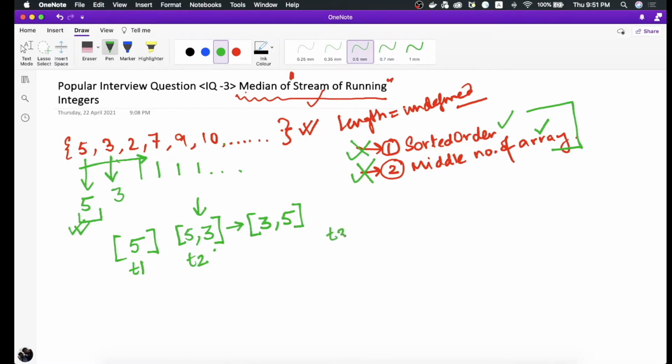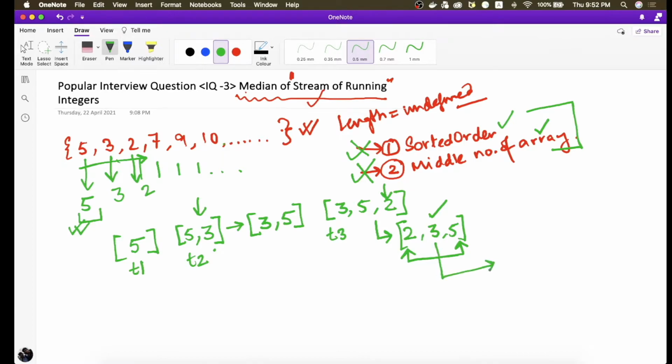Similarly, at the timestamp t3, if we get the next number, that is 2, the array that we have right now will become 3, 5, 2. And as soon as we receive the 2, we will again sort this array to make it 2, 3 and 5. In this way, as we keep on receiving one number at a time, we will keep on sorting this array. At a particular instance, if we need the median of this stream of numbers, we can easily calculate the size of this array and find the median from here. At this particular instance, the median of this array is 3. So in this way, we can keep on moving forward and solve this problem very easily.